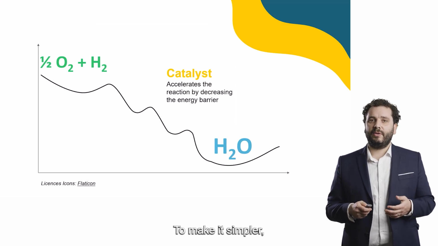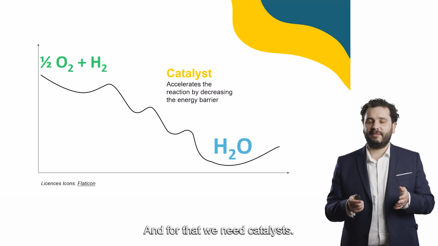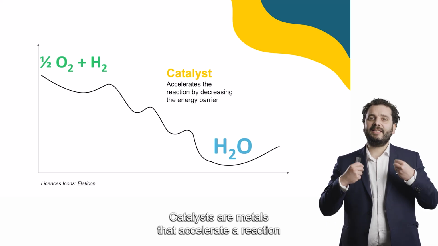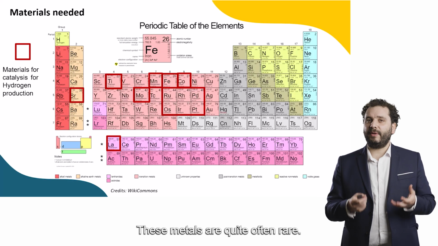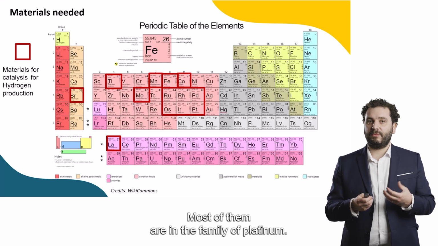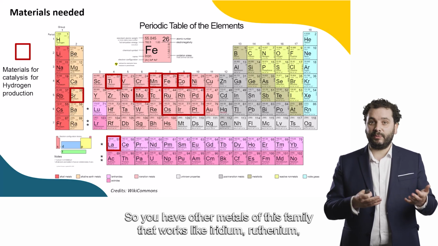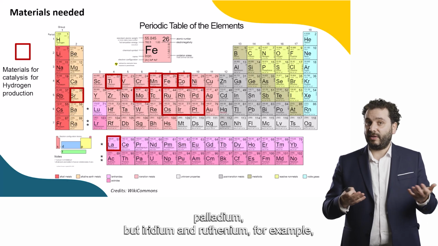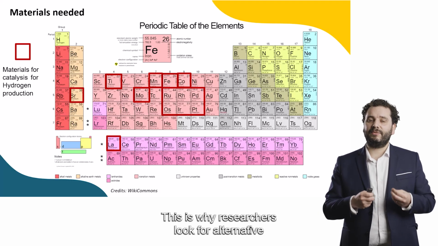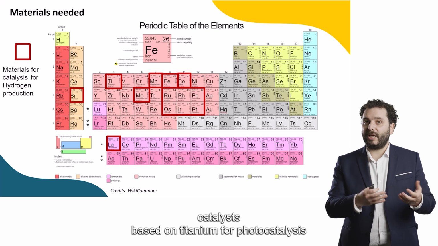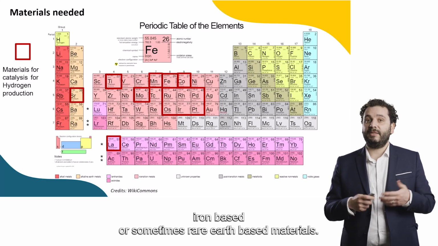To make it simpler, we need to make the energy barrier smaller, as described in this sketch. And for that, we need catalysts. Catalysts are metals that accelerate a reaction by decreasing the energy barriers. These metals are quite often rare. Most of them are in the family of platinum. You know, platinum is an extremely rare material and quite expensive. So you have other metals of this family that work, like iridium, ruthenium, palladium. But iridium and ruthenium, for example, are even rarer than platinum. This is why researchers look for alternative catalysts based on titanium for photocatalysis, or manganese-based, cobalt-based, iron-based, or sometimes rare earth-based materials.